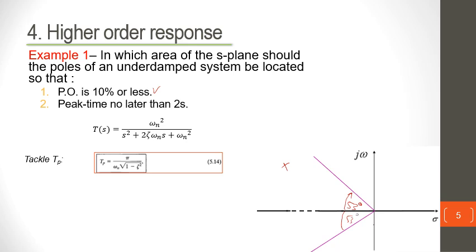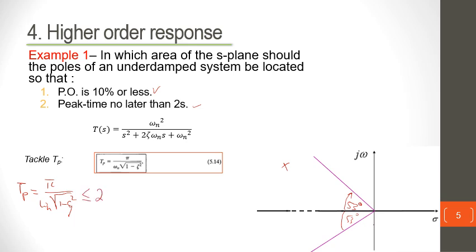Now we can use the second issue here, or the second restriction, that the peak time be no later than 2 seconds. What we are saying is that the peak time, which is equal to pi over omega n square root of 1 minus zeta squared, must be no less than 2 seconds. So which means it must have an upper limit of 2.